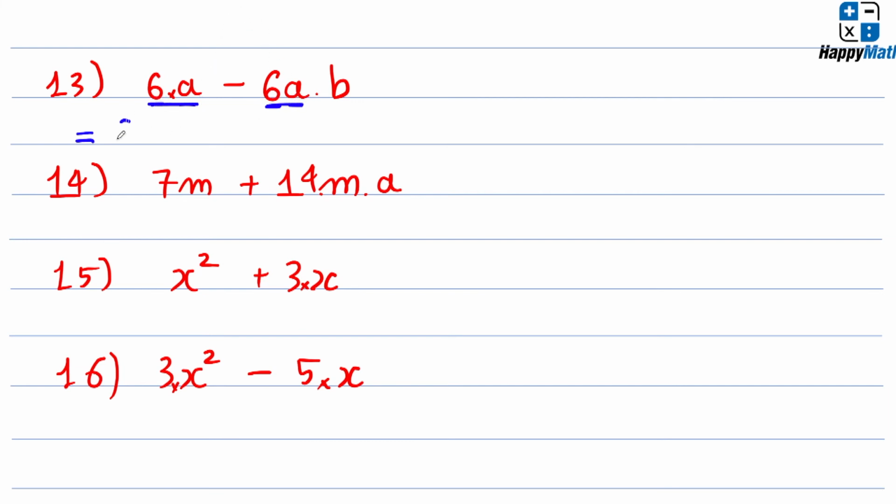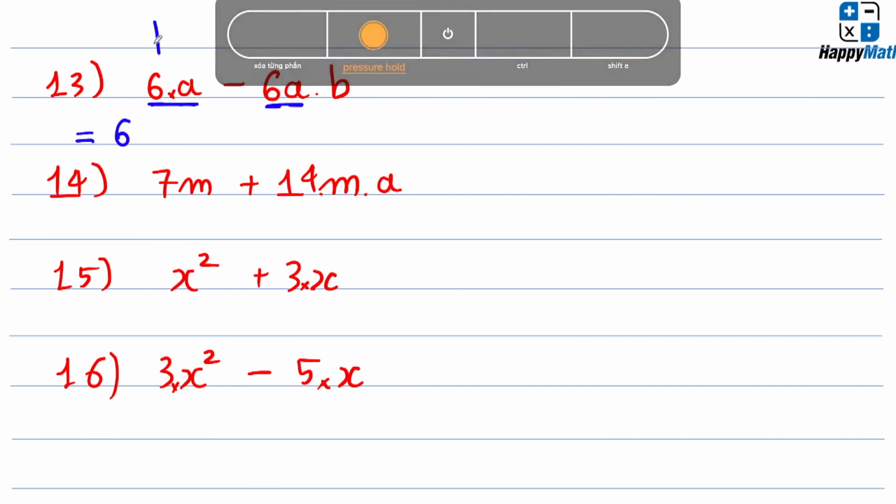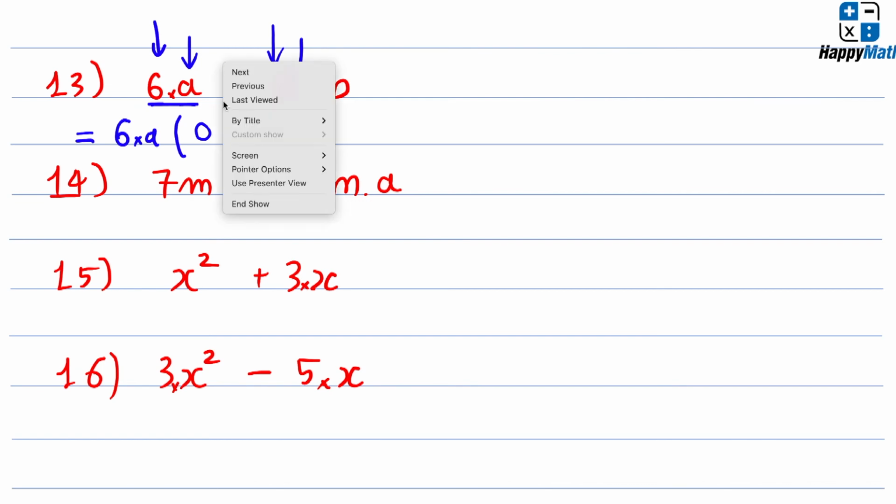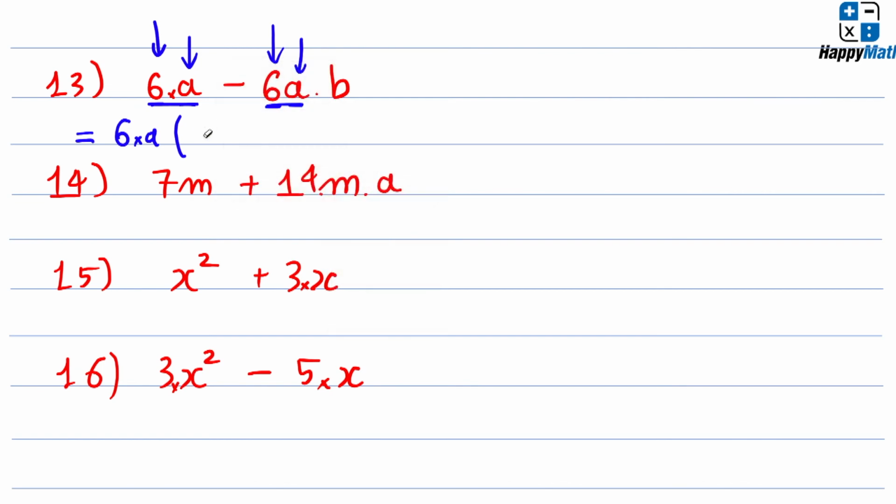Because 6 is a common factor. 6 appears in here and also appears in here. But a is also a common factor, because a is here and a is here. So I take 6a outside. So what is the rest in here? 6a, I'm taking it outside, so the rest will be 0? No, it's not 0. You can understand it like this.